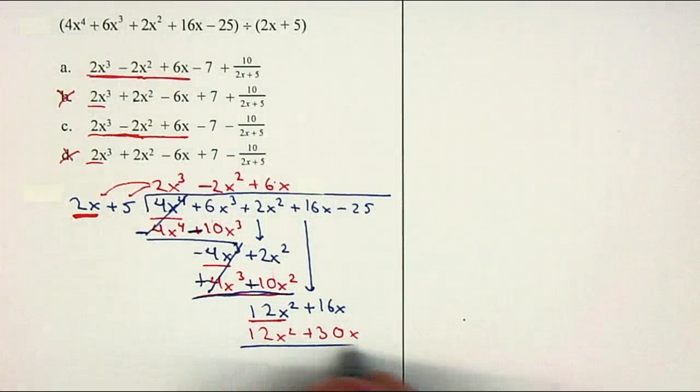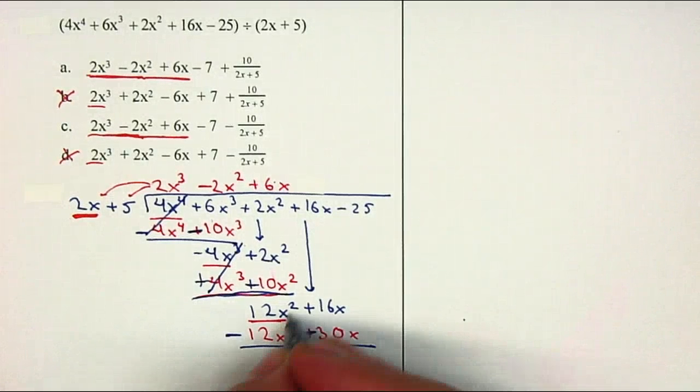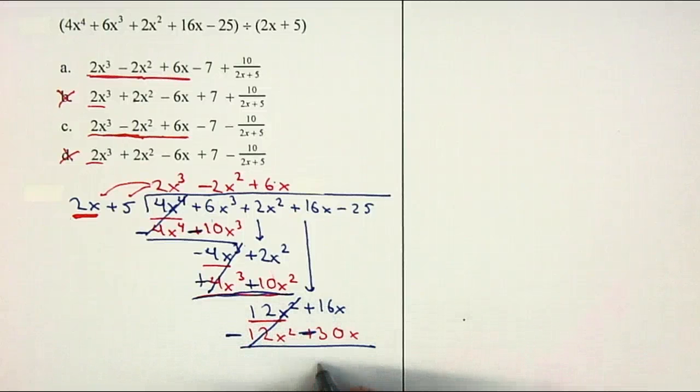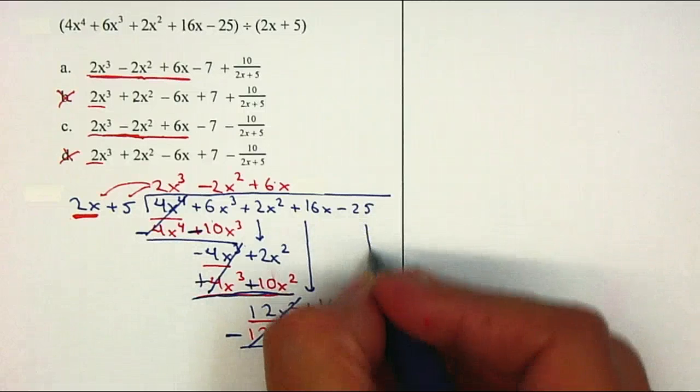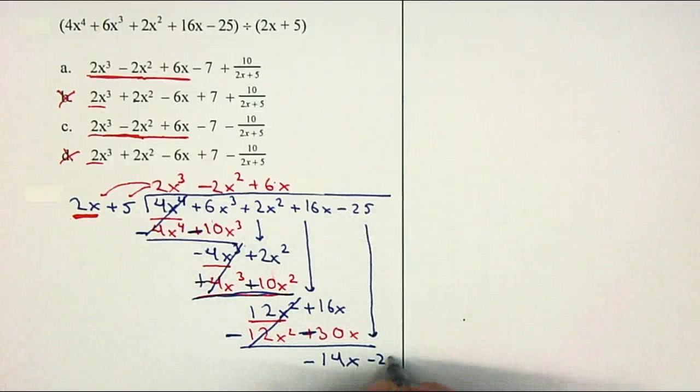Now, I'm just going to change my sign. That's a negative. That becomes a negative. First term should always cancel. That gives me a negative 14x. I'm going to bring down the next number, negative 25.